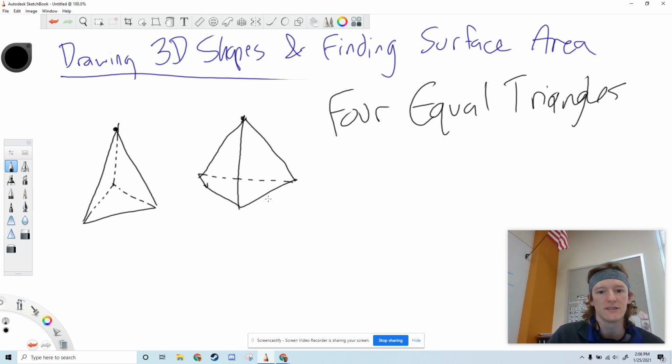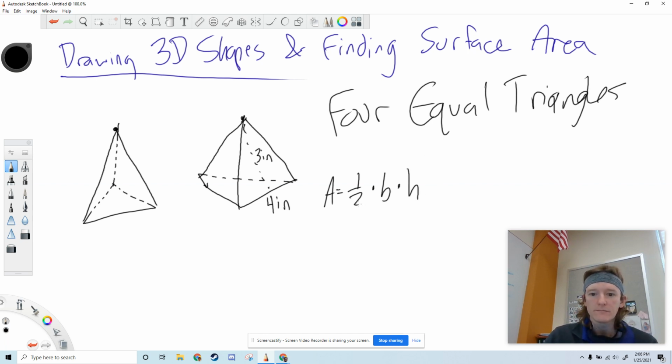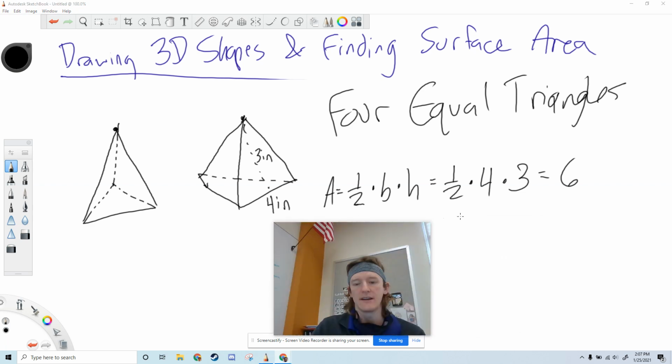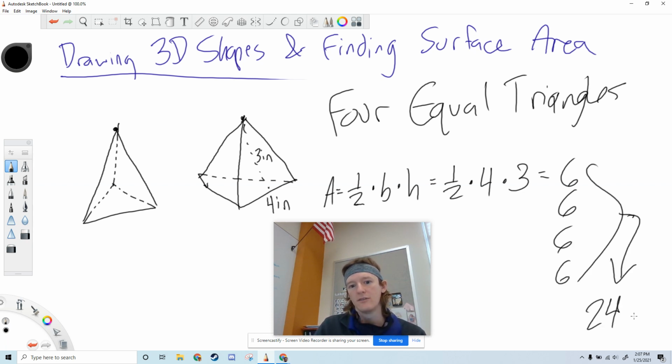So we'll say the base is 4 inches and the height is 3 inches. And we'll say they're all the same. So area of a triangle is 1/2 times the base times the height. So 1/2 times 4 times 3. 4 times 3 is 12. Half of that is 6. We're going to have 4 of these. 1, 2, 3 on the sides and 1 on the base. So that'll be 24 square inches.